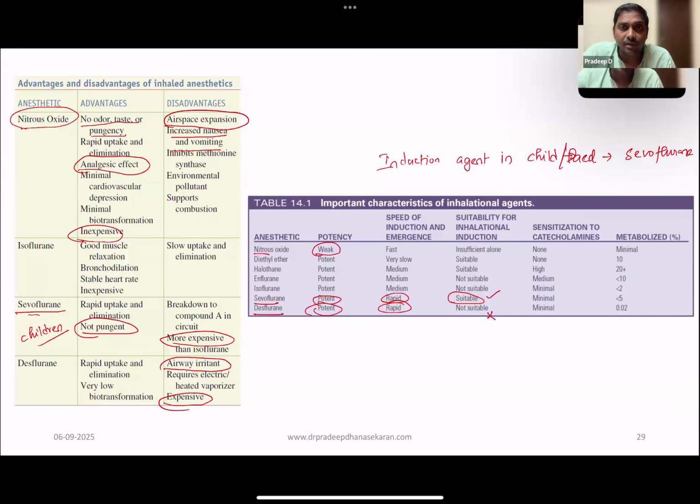Airspace expansion is a very dreaded effect with nitrous oxide. If the patient has been on nitrous oxide for so long, you cannot do lap surgeries. The bowels will get distended.